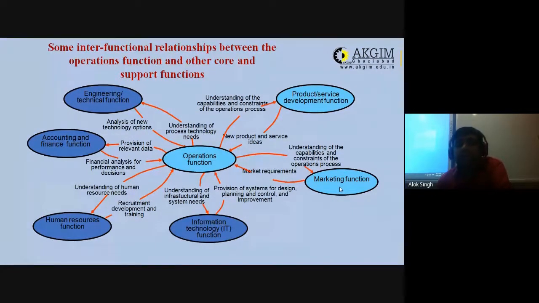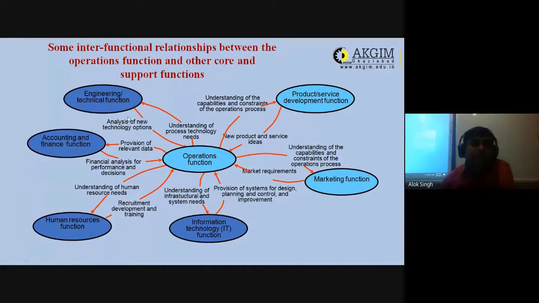marketing function will promote those capabilities to the customer, means what is our USP, what type of product we are going to produce for you. So they will communicate these capabilities and constraints to their customers in advance to promote that product. So that is the role of marketing function with operations function.